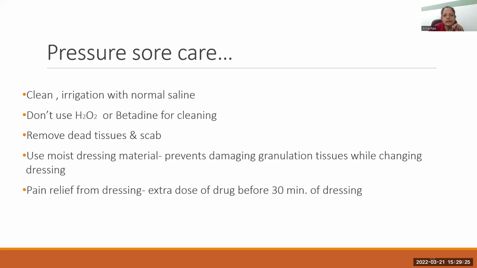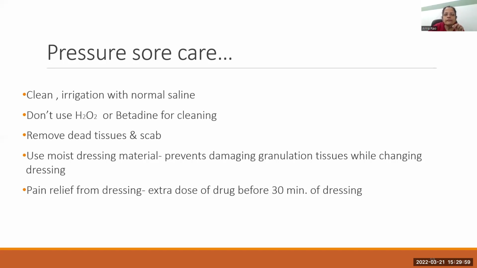Use moist dressing material, which will prevent damage to the granulation tissues while changing the dressing. And how to change it? When you are removing the old dressing, always soak it and then remove it. So it will prevent any further damage to the newly forming tissues. Pain relief for the dressing is also very important. So an extra dose of painkiller should be given, be it morphine or any other drug.